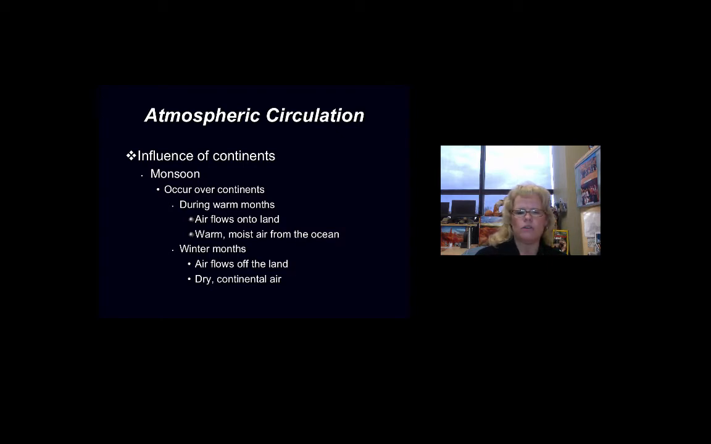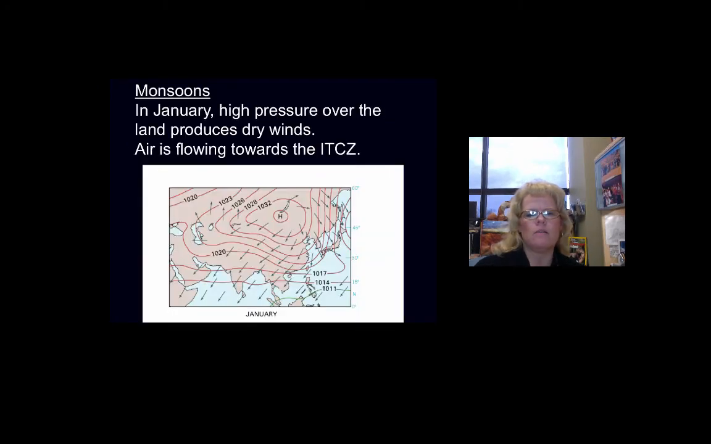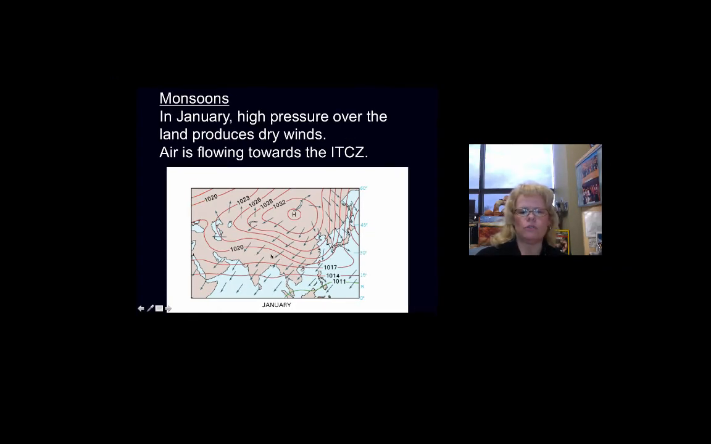During the winter months, in these areas you have air that flows off the land that's very dry, and you tend to have very dry weather. You don't tend to have massive amounts of rain. As a matter of fact, you'll have virtually none. Most of these areas are desert-like. In January, high pressure over the land produces the dry winds because the air is flowing into a tropical convergence zone, and so you're going to get very dry weather.